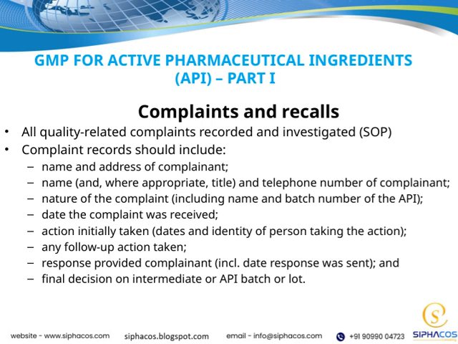Additionally, we document what action was initially taken, including the dates and the person responsible for that action. If there's any follow-up, we record what was done and when. Once a response is prepared, we ensure it's communicated to the complainant, noting the date the response was sent. Finally, we document the final decision regarding the batch or lot of the API involved, whether it's a recall, further investigation, or other measures.